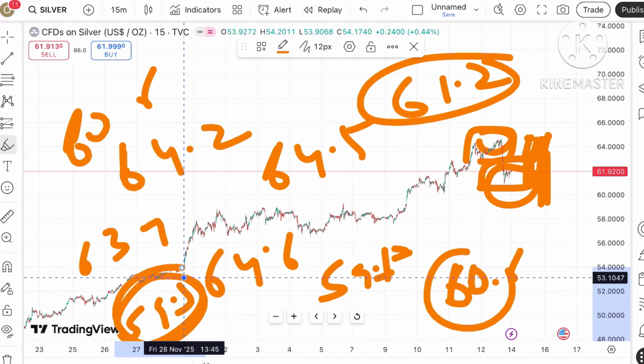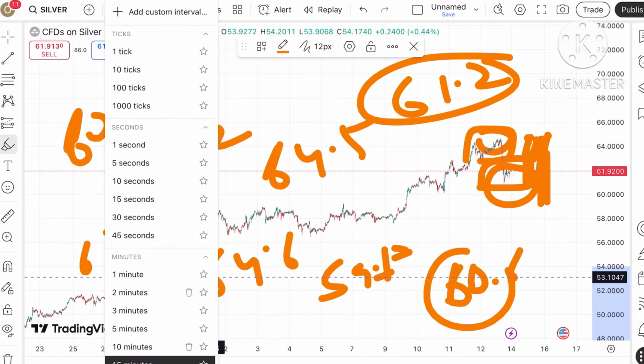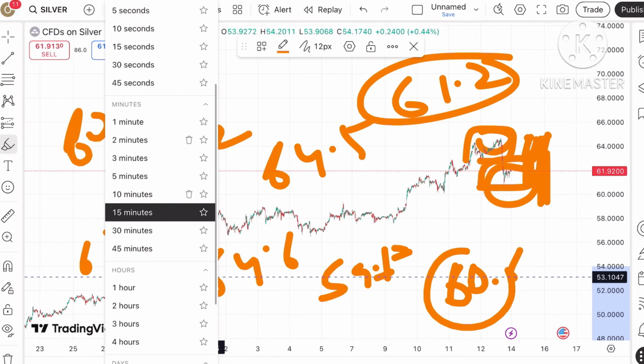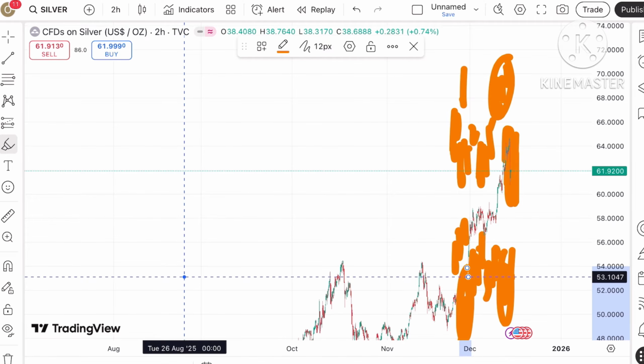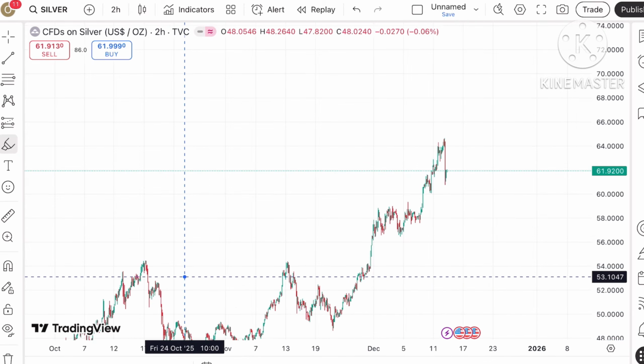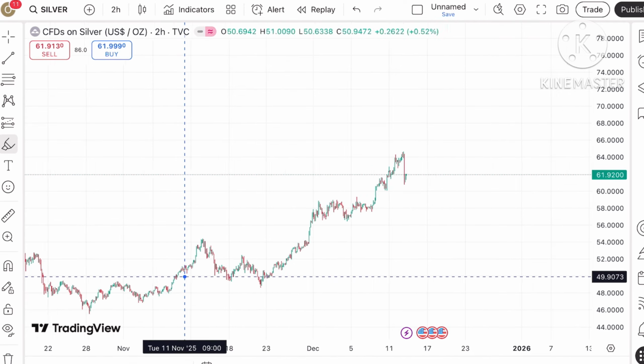Intraday traders should stay disciplined. Silver often gives fake breakouts or confirmations, so candles are very important on this time frame. Now coming back to the 2 hours chart, you have to understand that the 2 hours chart also plays an important role if you are doing a swing trade or a positional trade.